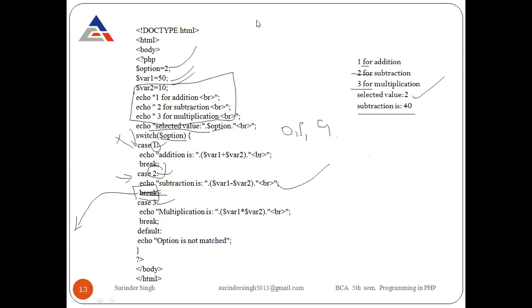Clear? And suppose in the option variable we have the value 4. Then 4 will be compared with 1, not matched. It will move to the next case. 2 will be compared with 4, not matched. Then 3 will be compared with 4, not matched. No case is found true, so control will transfer to the default block and it will execute: option is not matched. Clear?